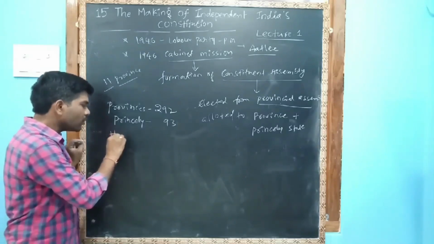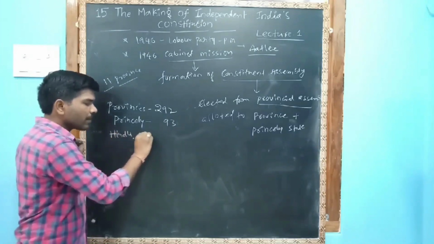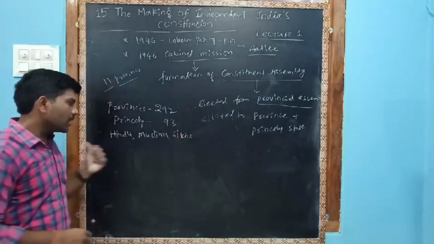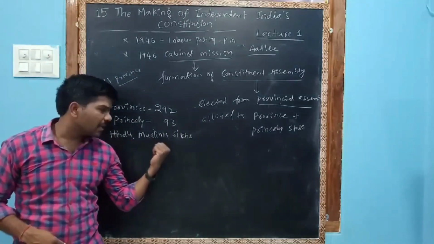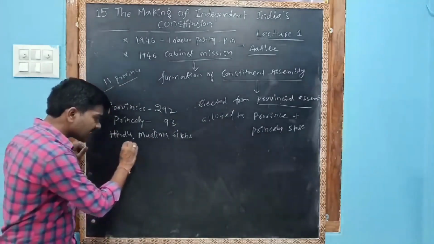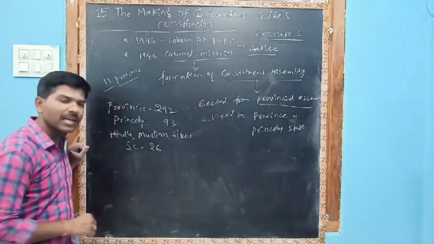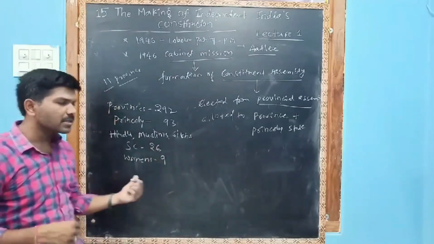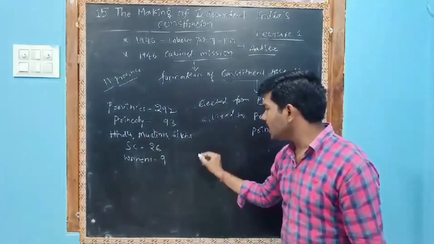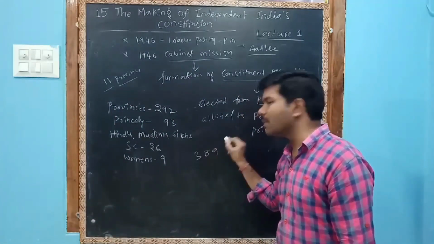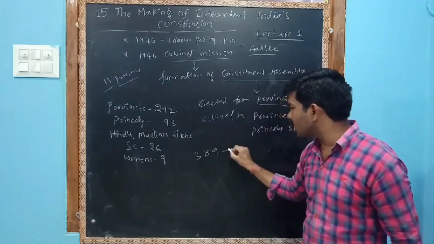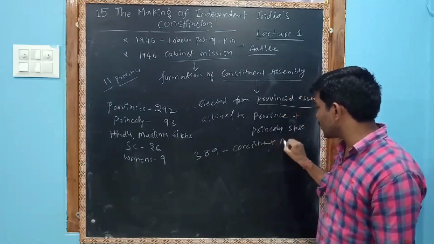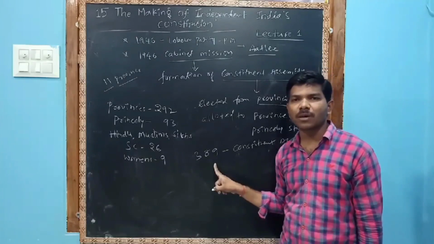It includes Hindu members, Muslim members, and Sikh members also added. And 26 SC members were also added, and 9 women members. Totally it includes 389 members. 389 members were elected for the Constituent Assembly.